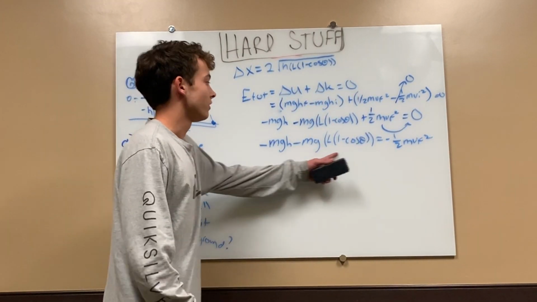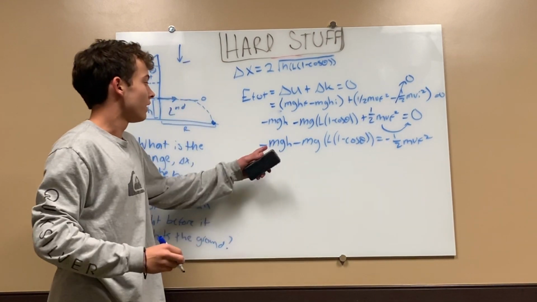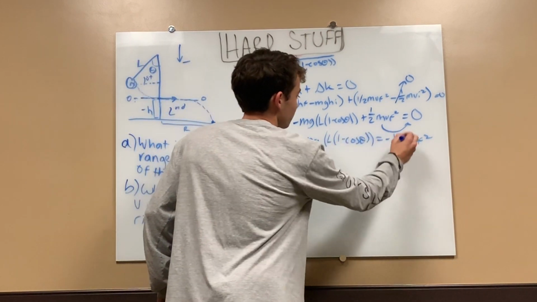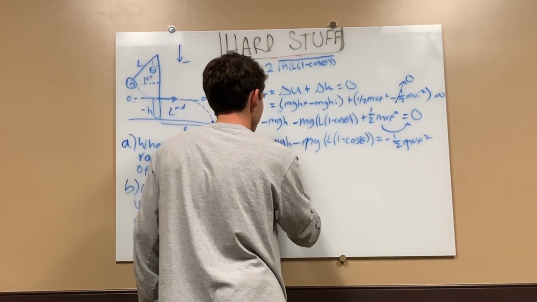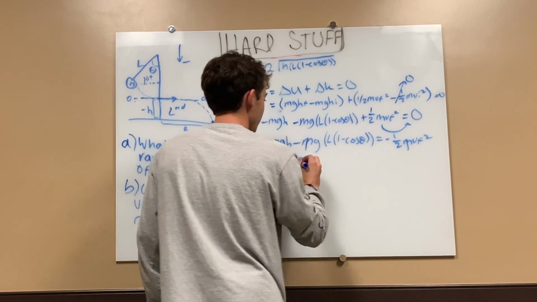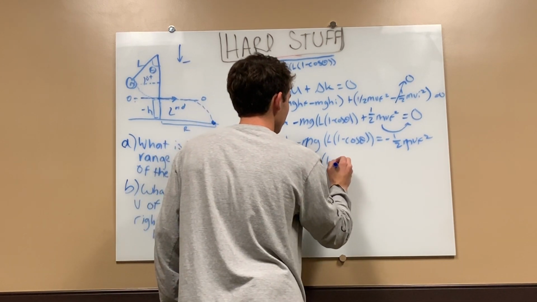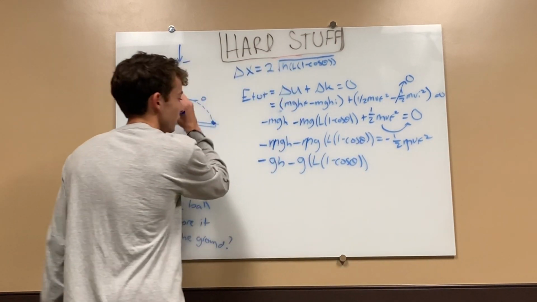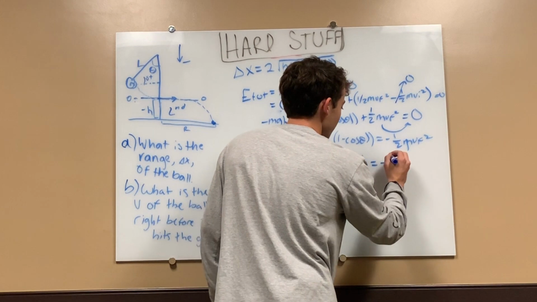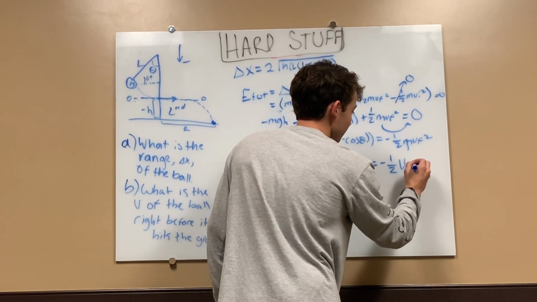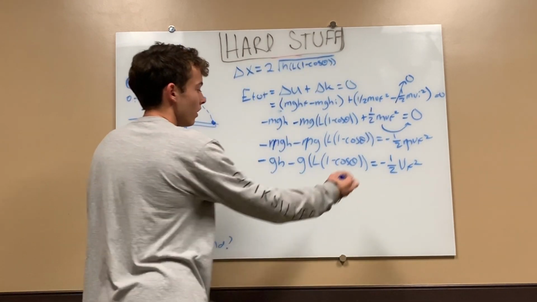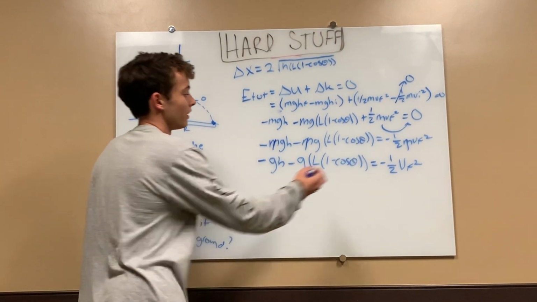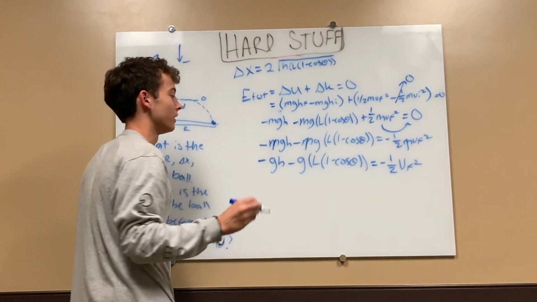Okay, so now nothing changed in these terms, I just brought them down, but you see that we have m's on both sides of the equation. So we can cancel out these m's, giving us negative gh minus gL(1 − cosθ). And remember, this was just the height that we found in the first part. And this is equal to negative 1/2 velocity final squared. Okay, so let's get rid of this negative 1/2. We're going to multiply both sides by negative 2 to get rid of that.